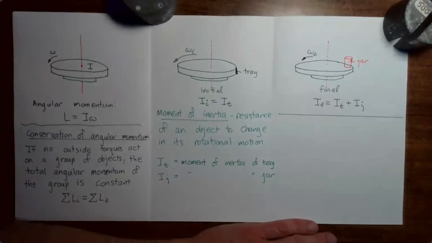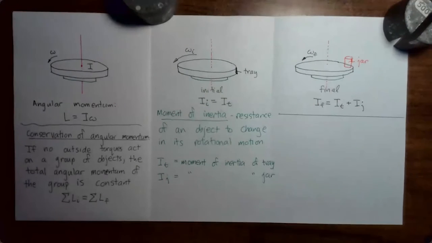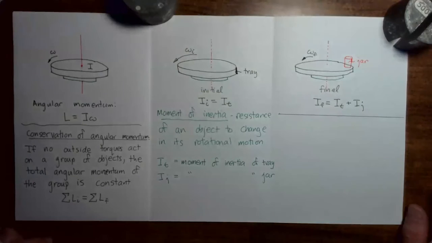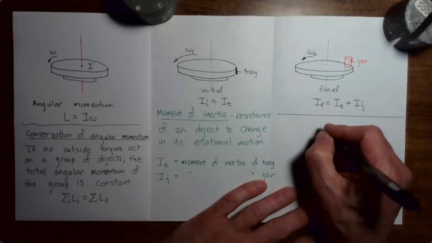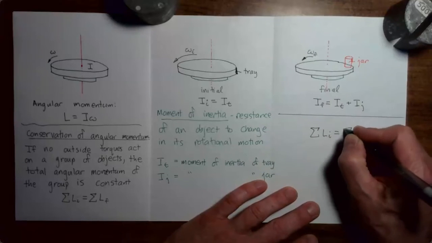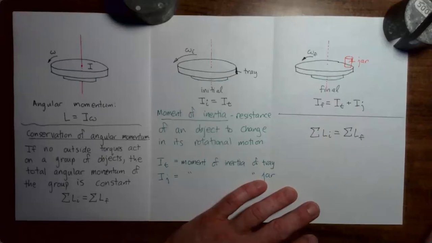Now let's apply conservation of angular momentum. Conservation of angular momentum applies if you have a group of objects and no outside torques are acting on that group of objects. In this problem, the group of objects is the tray and the jar, and although those exert torques on each other, there are no outside torques, and so we can say that the total angular momentum in the initial situation equals the total angular momentum in the final situation.